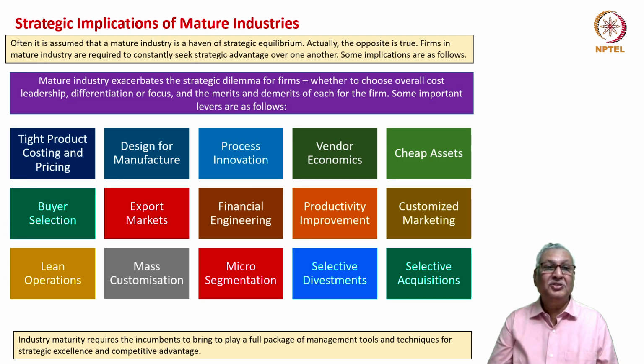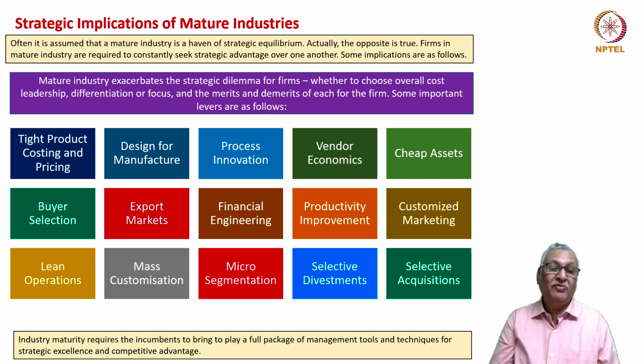The strategic implications of mature industries have to be considered separately. We cannot think that a mature industry is a haven of strategic equilibrium. Actually, the opposite is true, because firms in a mature industry are required to constantly seek strategic advantage over one another. Some implications are as follows. Fundamentally, mature industry enhances the strategic dilemma for firms, whether to choose overall cost leadership, differentiation, or focus, which will work well in a mature industry environment.